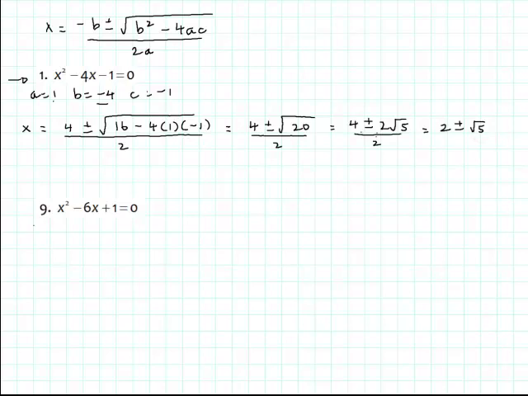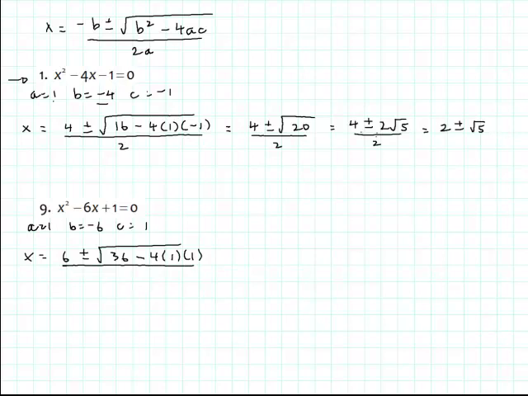Problem number 9, our a is a 1, our b is this negative 6 in the middle, and the c is this positive 1 on the end. X is equal to a negative b, that'll be a positive 6, plus minus the square root of your b squared, which will be 36. Remember, that number should always be positive. Take away 4 times your a times your c.